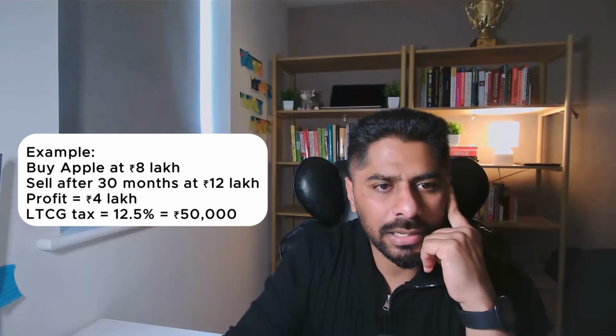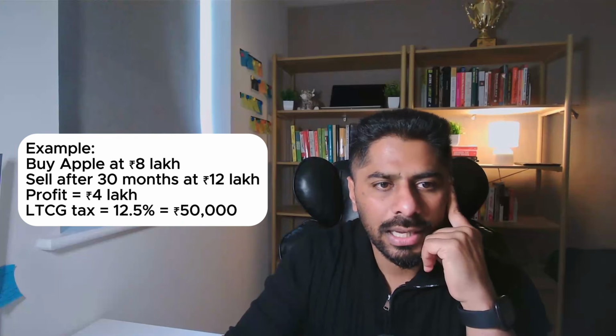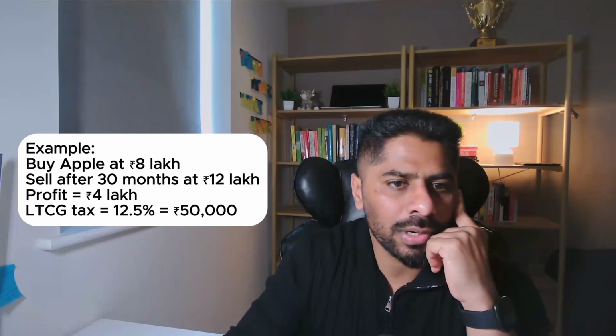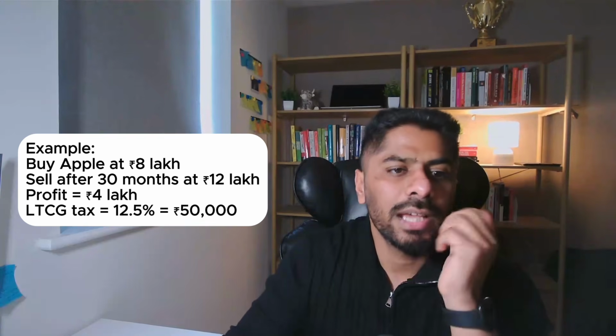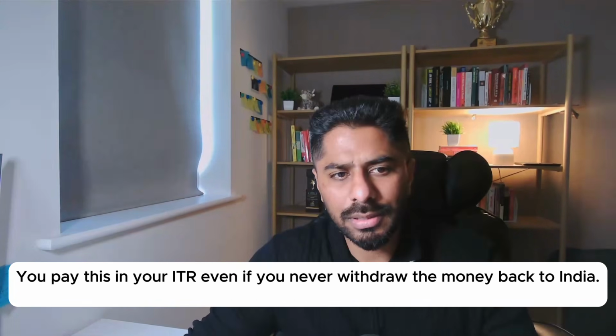So for example, if you buy an Apple share of 8 lakh and sell after 30 months, let's say for 12 lakh, in this case you made a profit of 4 lakh. So taxation will be 12.5% of 4 lakh, which is around 50,000, right? And you pay this in your ITR even if you never withdraw the money back to India. It's basically straightforward, nothing complicated. A lot of documents and everything will be taken care of by the brokerage firm, and you can ask them too. So it's not something you have to worry too much about.